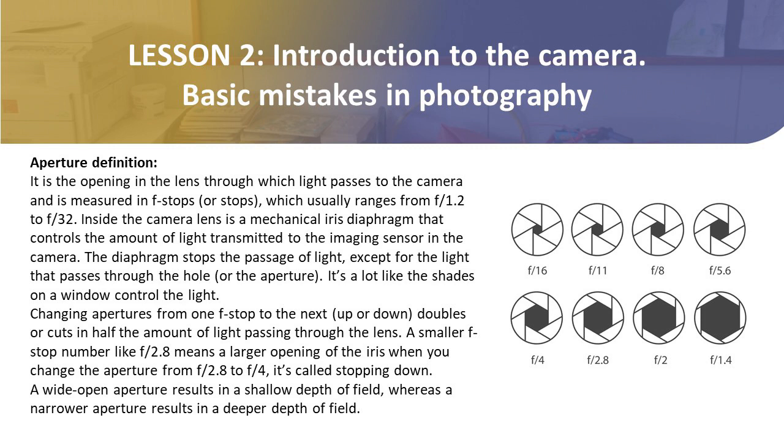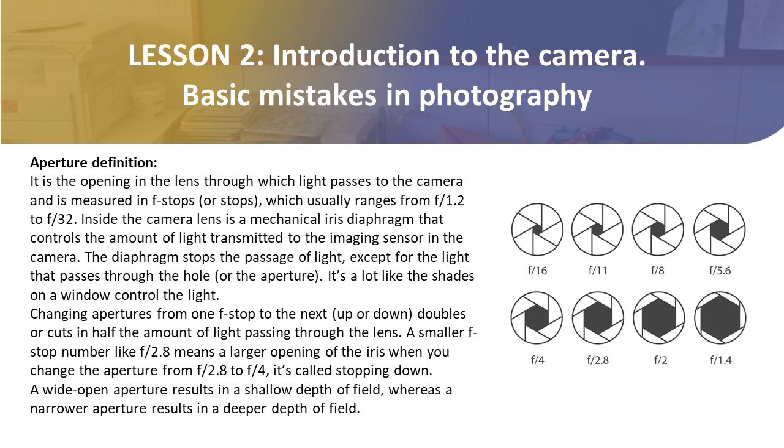How does that translate within the camera? So inside the camera lens, there is a mechanical iris diaphragm that controls the amount of light transmitted to the imaging sensor in the camera. The diaphragm stops the passage of light except for the light that passes through the hole or the aperture. It is a lot like the shades on a window control the light. If we want to take it to another narrative, it's like the diaphragm of our body when we breathe.